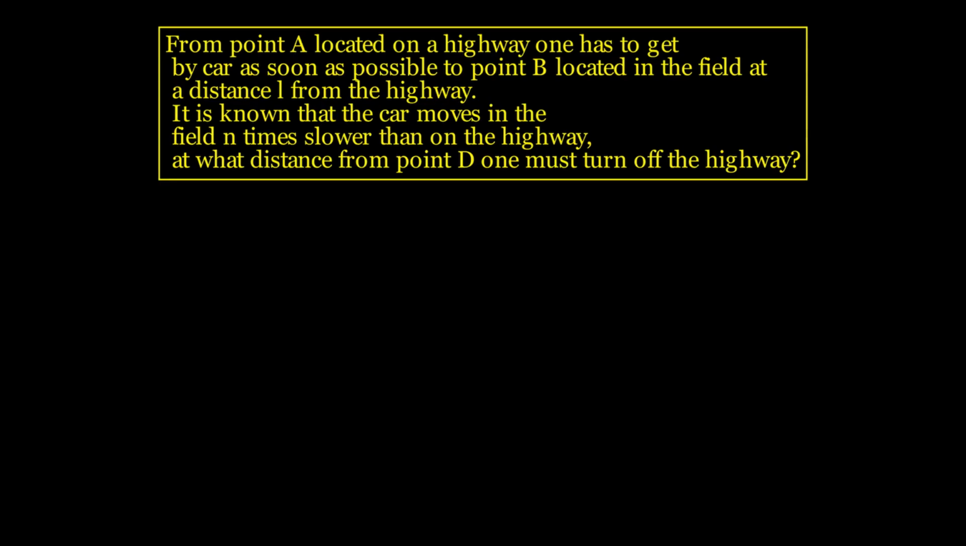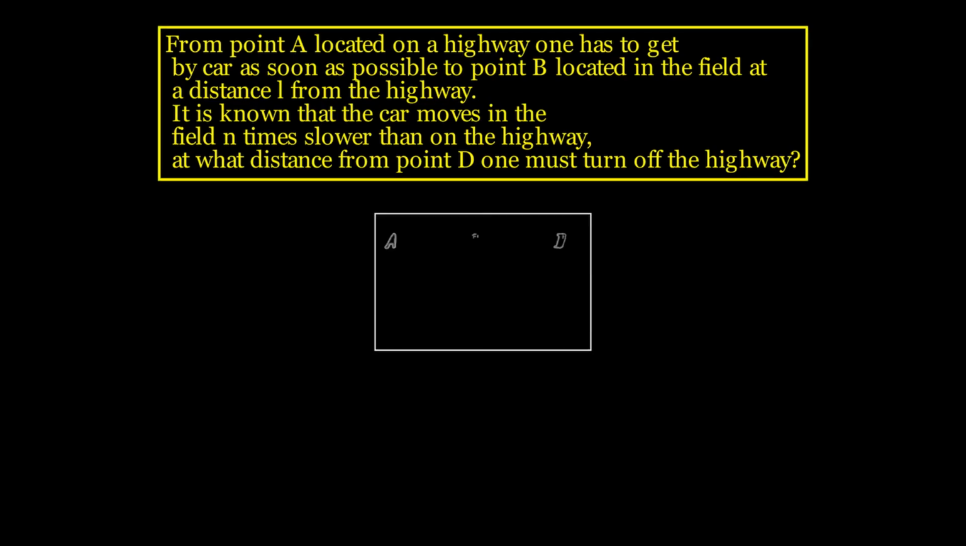From point A located on a highway, one has to get by car as soon as possible to point B located in the field at a distance L from the highway. It is known that the car moves in the field n times slower than on the highway. At what distance from the point D must one turn off the highway?